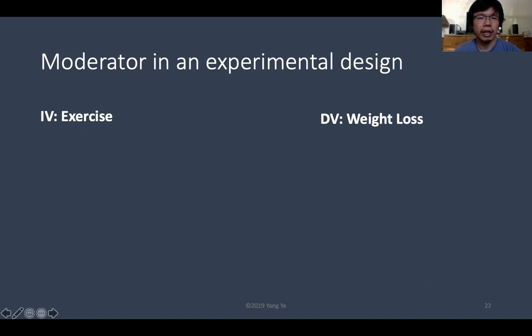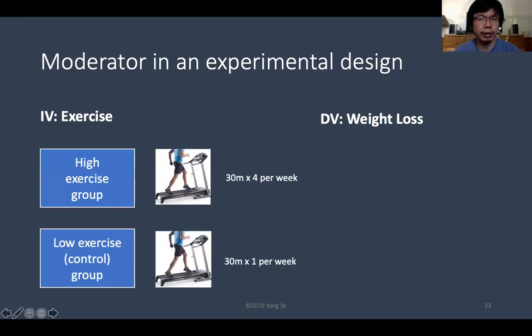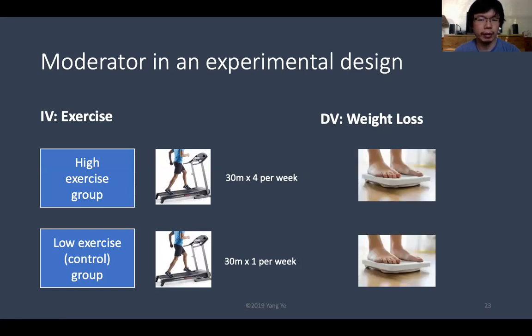So if we don't have a moderator, we can design an experiment where you have a high exercise group and a low exercise group. We define exercise in terms of frequency. So we have people running on a treadmill in a similar way for 30 minutes, but the only difference between the two groups is that in one group they do it 4 times a week, another group does it once per week. And we measure the dependent variable. So this is a semi-experimental design.